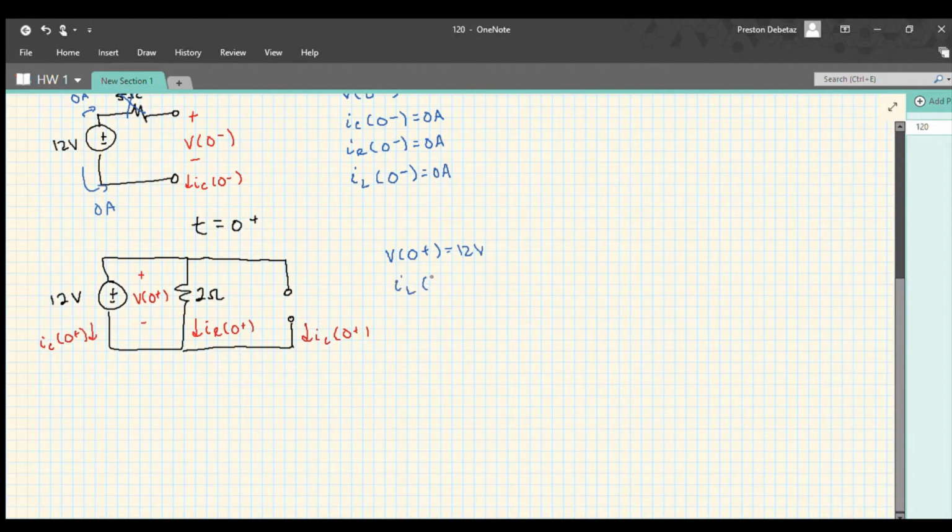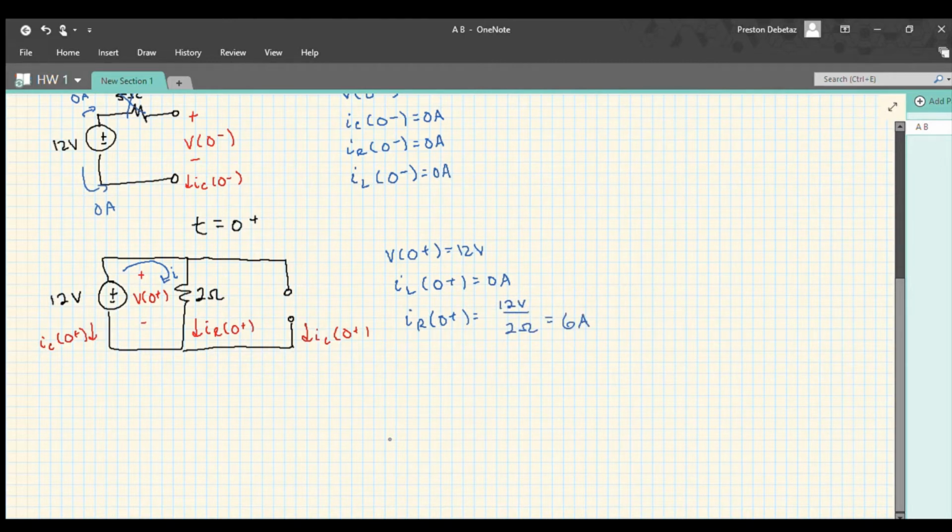IL of 0 plus is still going to be 0 amps. Since this is an open circuit where the inductor was, all that current is going to run into the loop with the 12 volt source and the 2 ohm resistor. So current is going to flow in that direction. IR of 0 plus is just going to be 12 volts over 2 ohms, which is 6 amps.